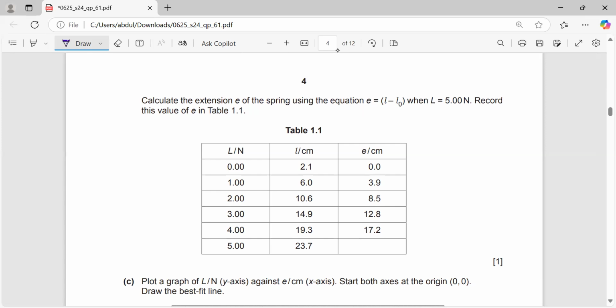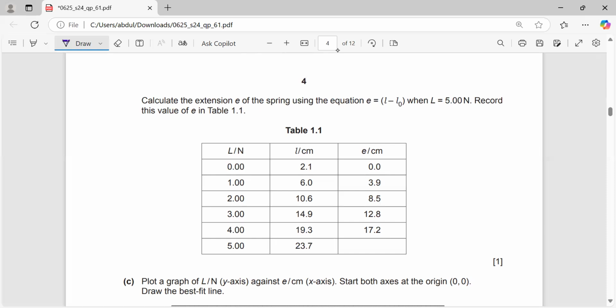The independent variable here is load, because load is attached to the spring by the student or by the teacher while performing this experiment, and as a result of that load, the length changes. So length is the dependent variable, which keeps on changing, and ultimately the extension is also changing. So always go at regular intervals.